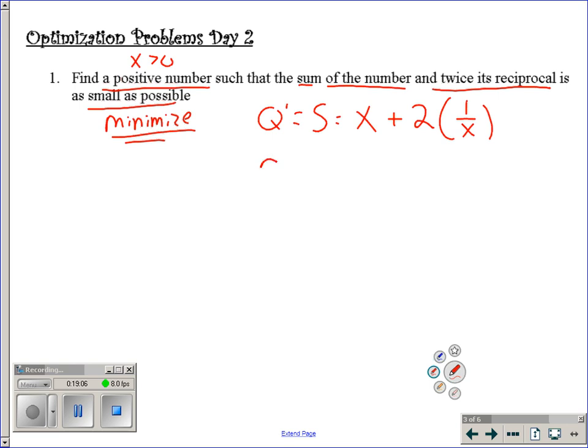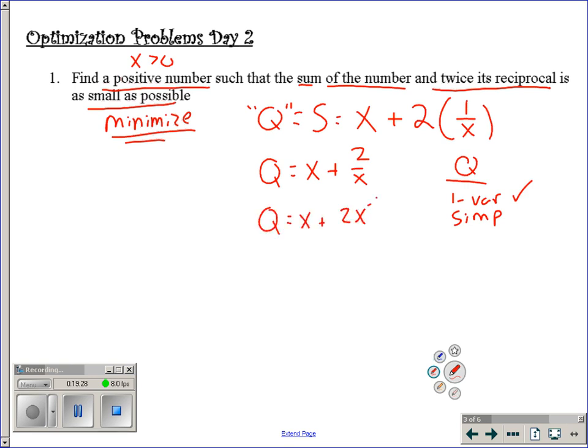So Q equals x plus 2 over x, right? So you have to ask yourself, is that one variable, and is it simplified? Well, yeah, it's one variable. And if I want to take the derivative, I think the best way to view it is x plus 2x to the negative first. Now it's simplified. So I'm trying to minimize that, which means I'm trying to find the smallest value on that curve.